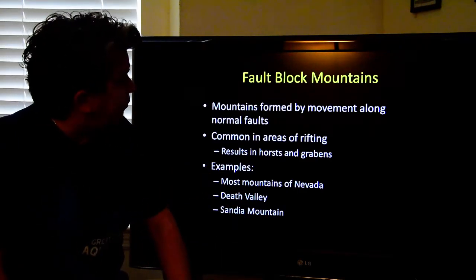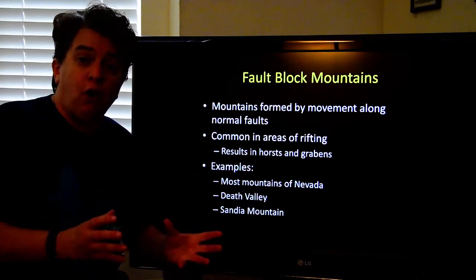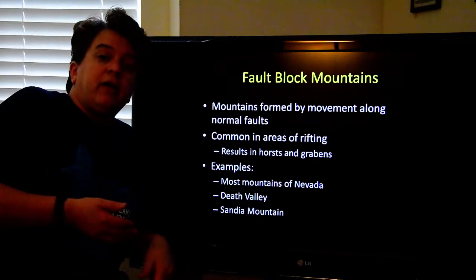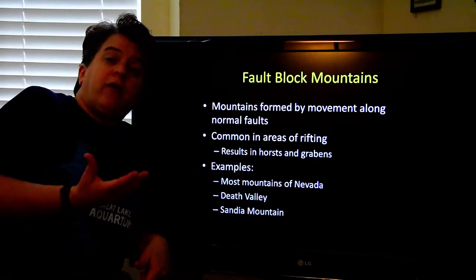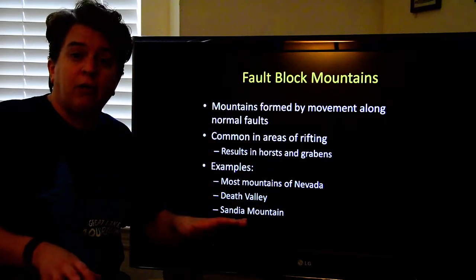Now these fault block mountains are created by movement on normal faults. And like I said, they're common in areas of rifting, and what they're going to end up creating, they're going to create these things we call horsts and grabens.